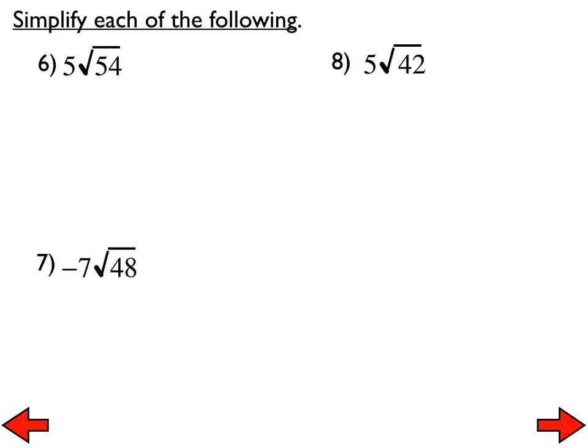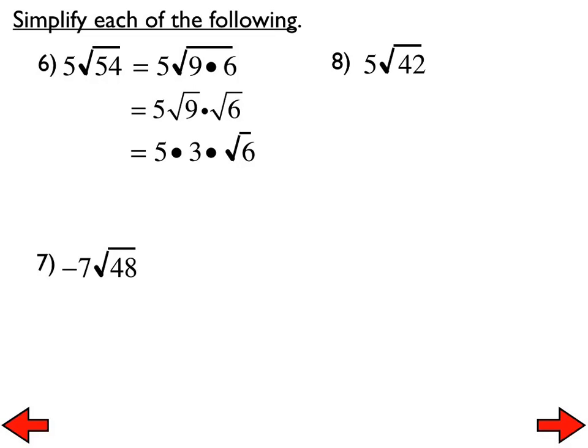Whatever you get, it's going to be 5 times whatever the square root of 54 is, which we just did a bunch of problems where we were dealing with that. So we're going to break up 54 into square root of 9 times square root of 6. Square root of 9 is 3, so we now have 5 times 3 times the square root of 6. We can multiply the two non-radical numbers together, so that simplifies to 15 square roots of 6.